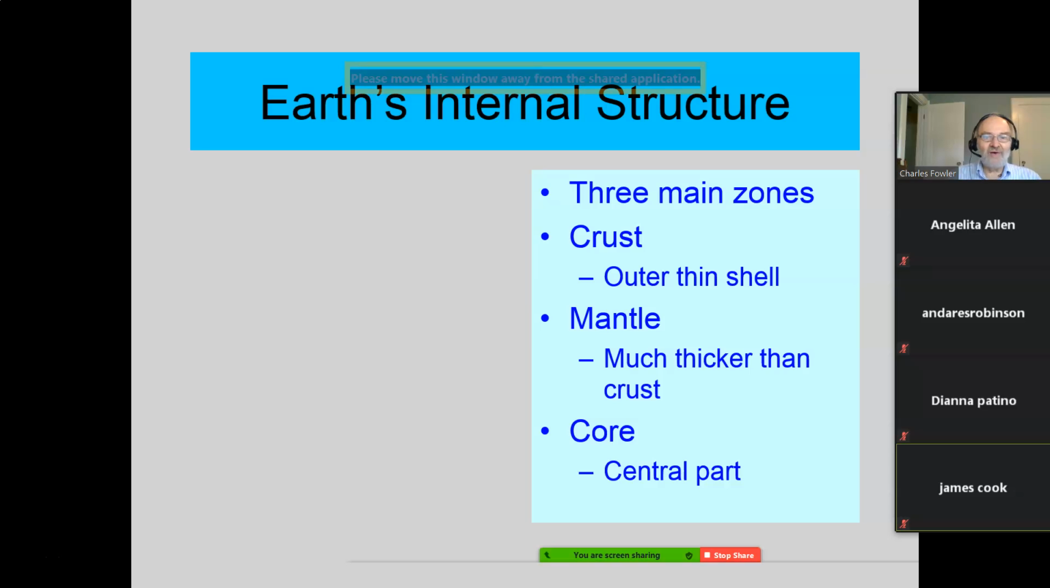After that, you have the mantle. Much, much thicker than the crust. The crust like this, the mantle much thicker. Okay? And then you get down to the inner part, and that's called the core, the very central part of the Earth. And the core actually has two parts. We'll get to that a little bit later too. And that's where the seismic waves come into play, believe it or not.